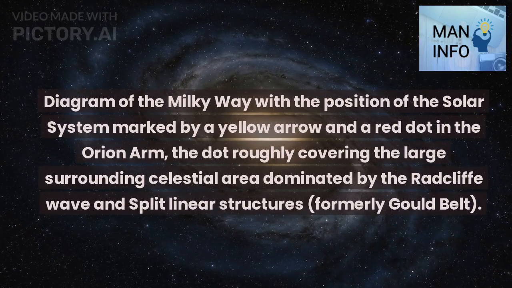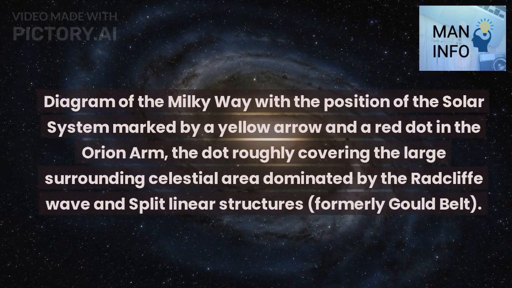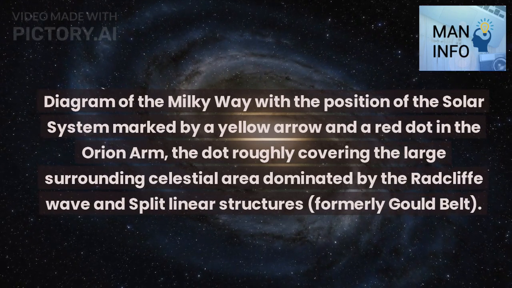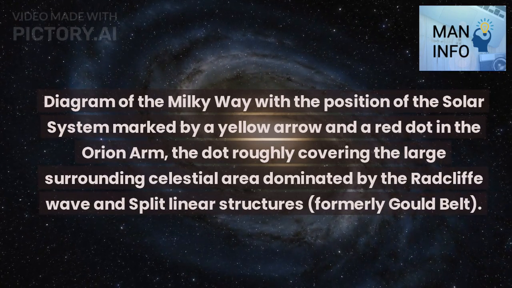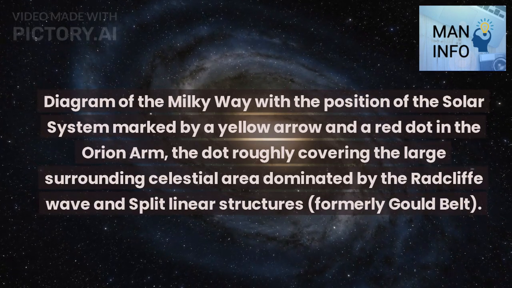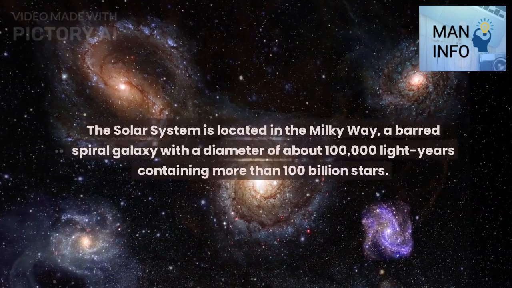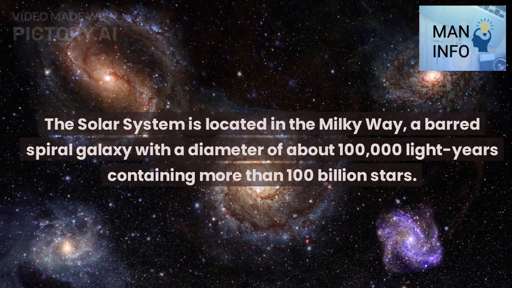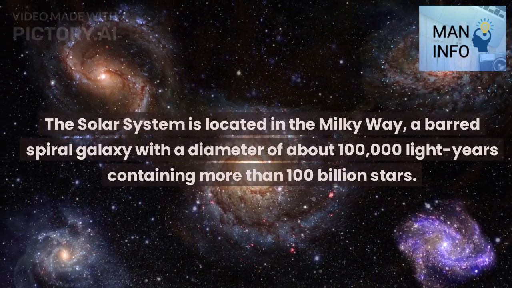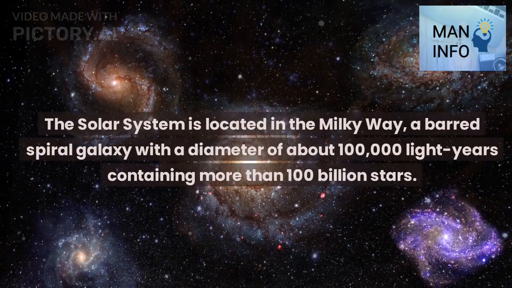Diagram of the Milky Way with the position of the Solar System marked by a yellow arrow and a red dot in the Orion arm. The dot roughly covering the large surrounding celestial area dominated by the Radcliffe wave and split linear structures, formerly Gould Belt. The Solar System is located in the Milky Way, a barred spiral galaxy with a diameter of about 100,000 light-years containing more than 100 billion stars.